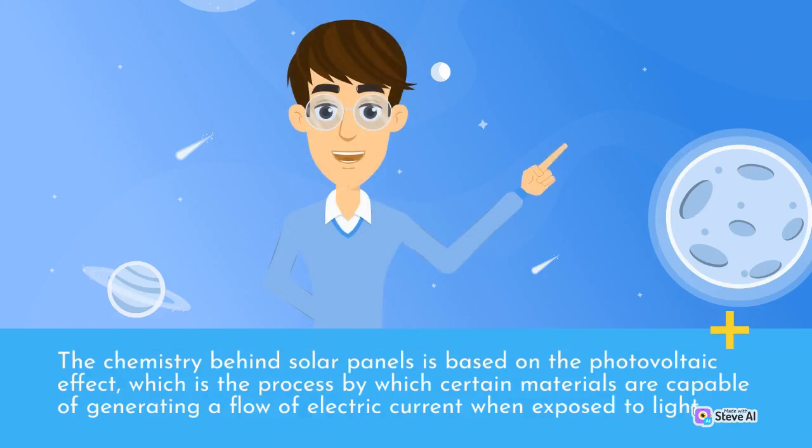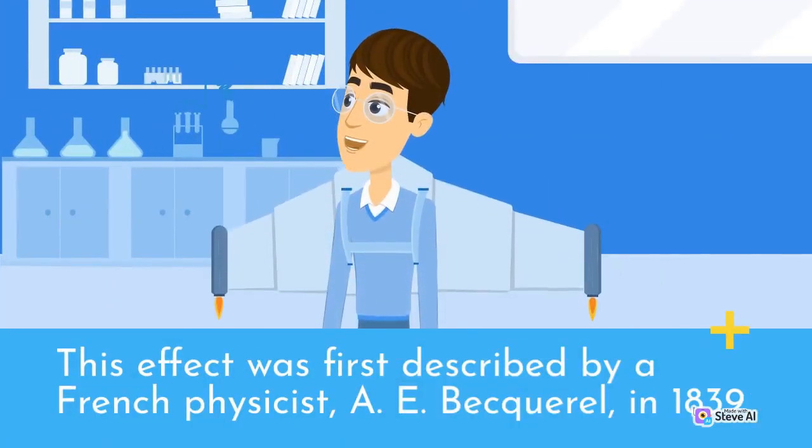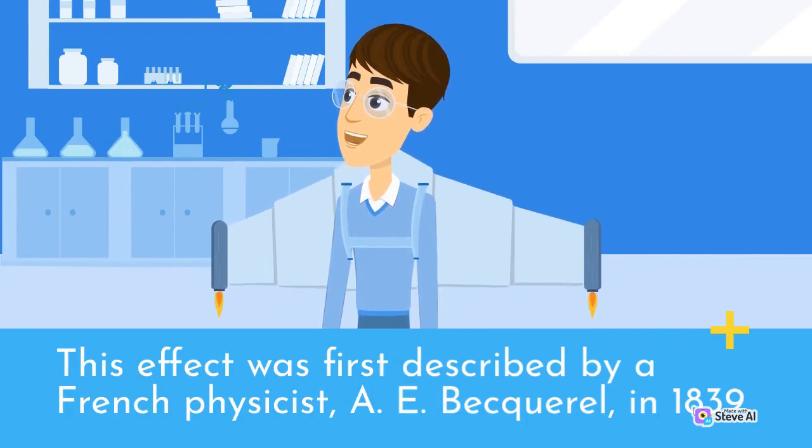The chemistry behind solar panels is based on the photovoltaic effect, which is the process by which certain materials are capable of generating a flow of electric current when exposed to light. This effect was first described by a French physicist, A. E. Becquerel, in 1839.